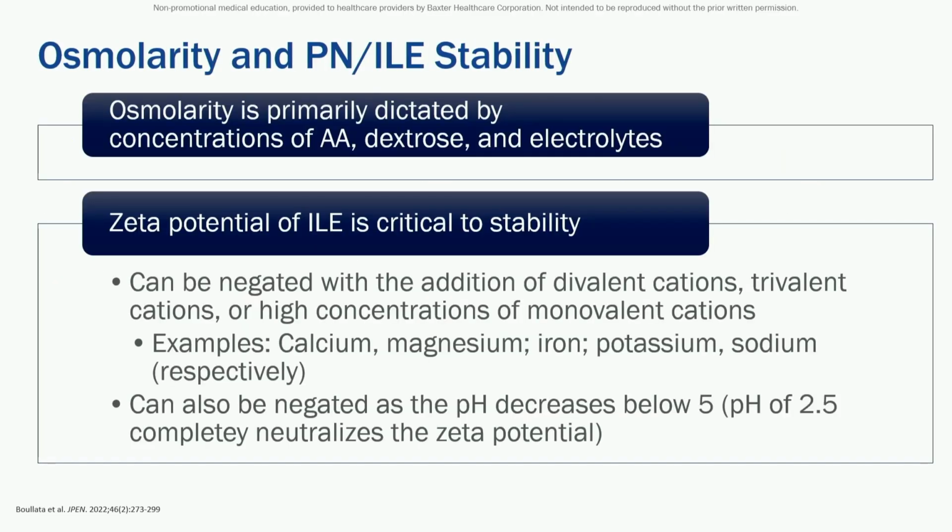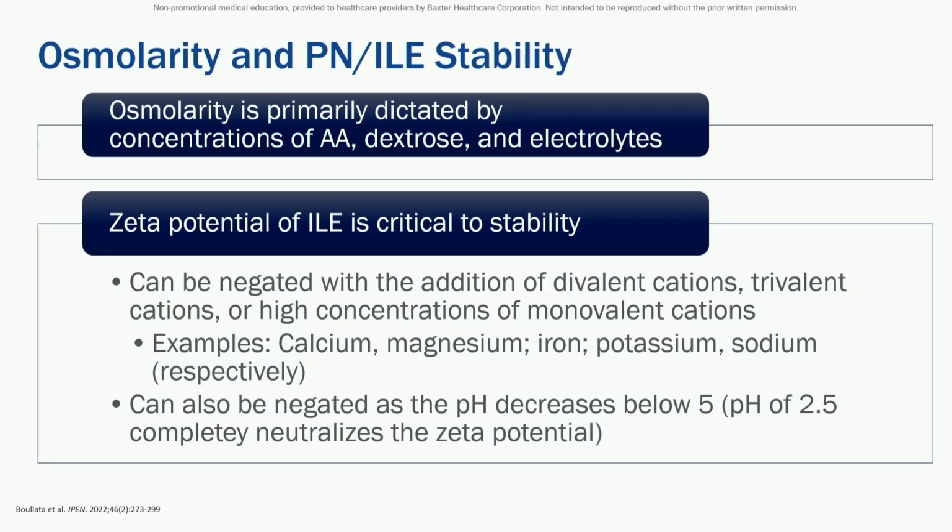In terms of osmolarity, the higher the concentration that you add to anything, the more potential problems you're going to cause, especially when you're adding in something like an IV lipid emulsion. So amino acids, dextrose, and electrolytes all play a role here. The zeta potential of IV lipid emulsions is important to consider when you are talking about osmolarity and its impacts.